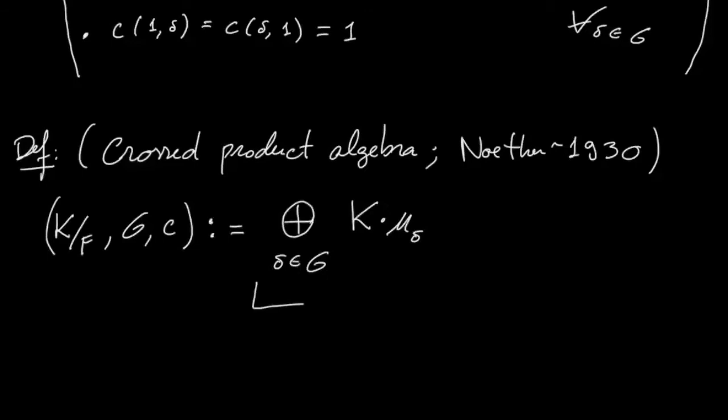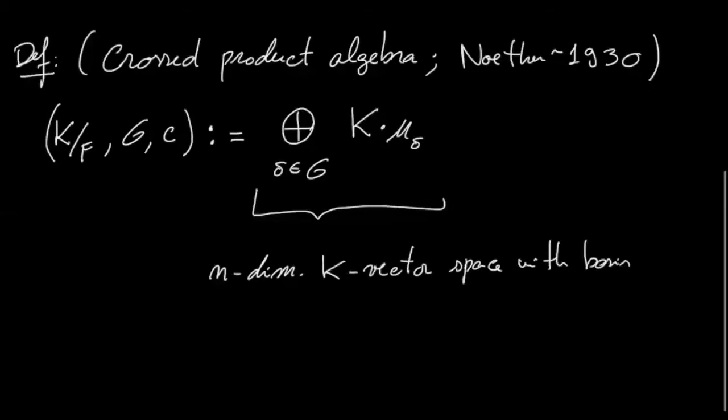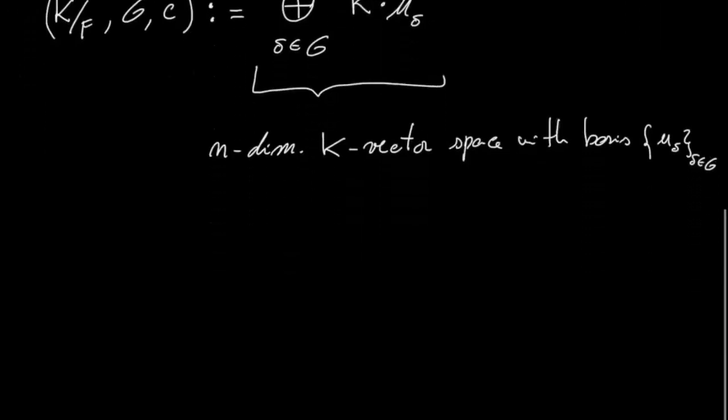So it is an n-dimensional capital K vector space with basis given by these formal elements indexed by sigma elements of the Galois group. So on this vector space, we can introduce a multiplication, and to do this, we just need to impose certain relations.